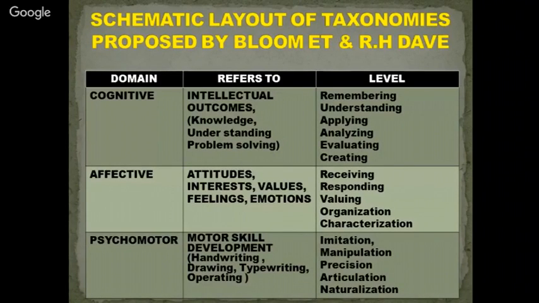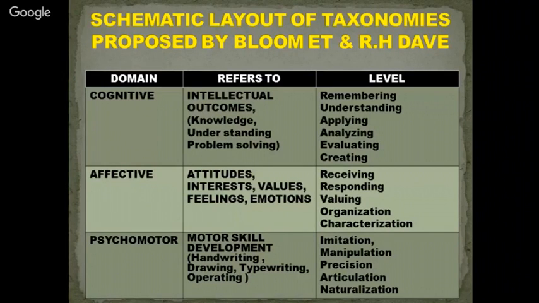P.K. Tulsi. So there are three domains of learning. One is the cognitive, which refers to intellectual outcomes, and here we include knowledge, understanding, and problem solving. And there are 6 levels. This you have already covered, that is remembering, understanding, applying, analyzing, evaluating, and creating. Then the affective domain is concerned with attitude, with values, with interest, that is receiving, responding, valuing, organization, characterization. And psychomotor domain is concerned with hand and head coordination.